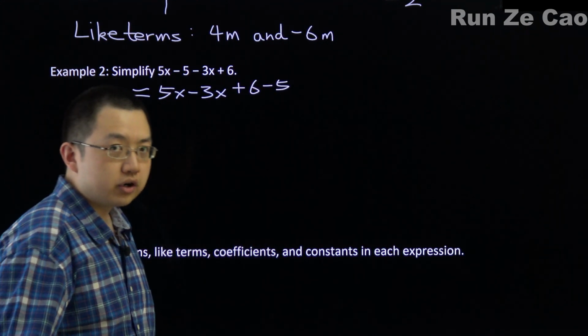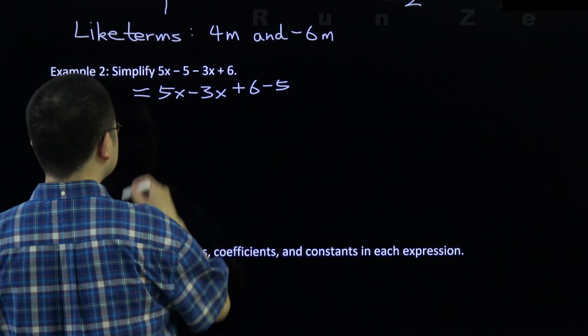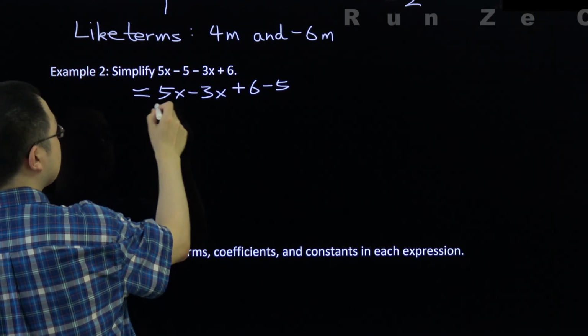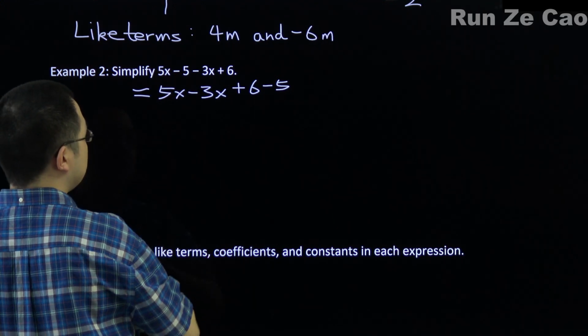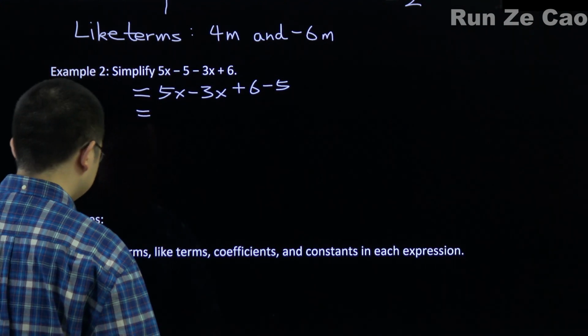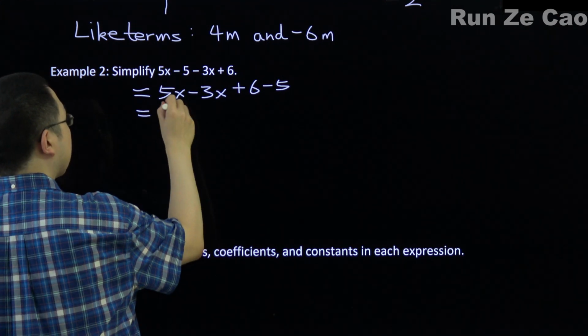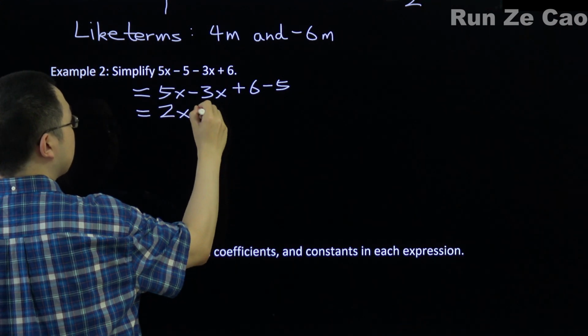So the order we add and take them off in doesn't actually matter. So that means that we can rearrange this. Commutative property of addition, basically. So that leaves us with 2x plus 1.